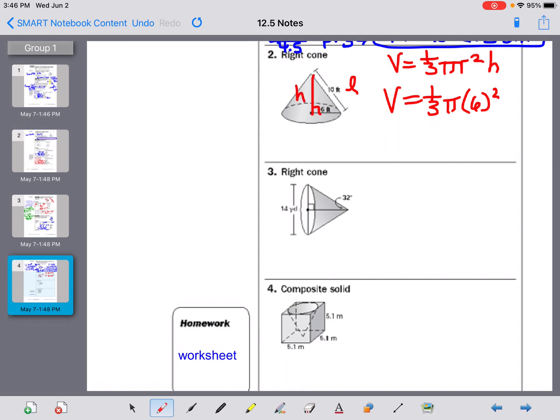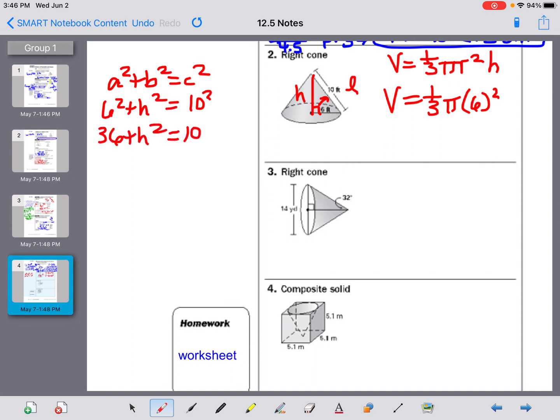So this is where I need to look and go, well, I have a right triangle. So if I do a squared plus b squared equals c squared, c would be across from the right angle. That's the 10. I have a 6 and an h that I'm looking for. 6 squared is 36. 10 squared is 100. 100 minus that 36 gives me 64. Take the square root, and I get a height of 8.